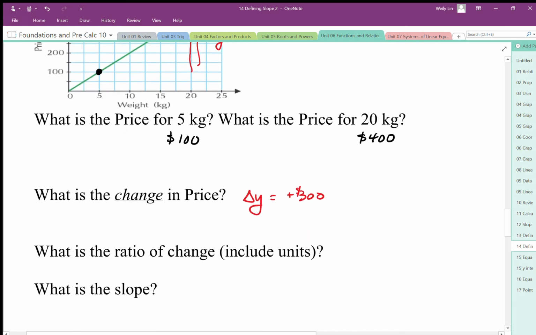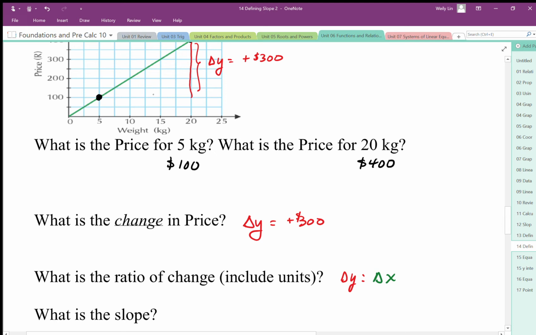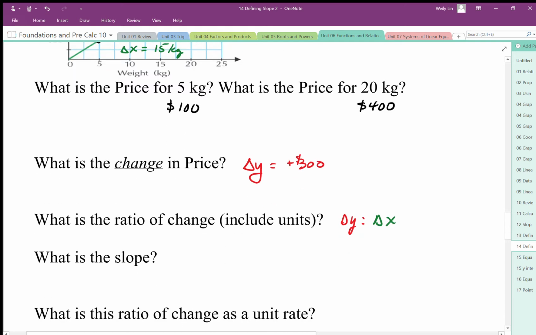So the ratio of change then is going to be our change in y compared to the change in x. So we need to work out our change in x. Our change in x here works out to be 15 kilograms. So when we show this as a ratio of change, we have 15 kilograms. And again, notice I'm keeping track of my units.